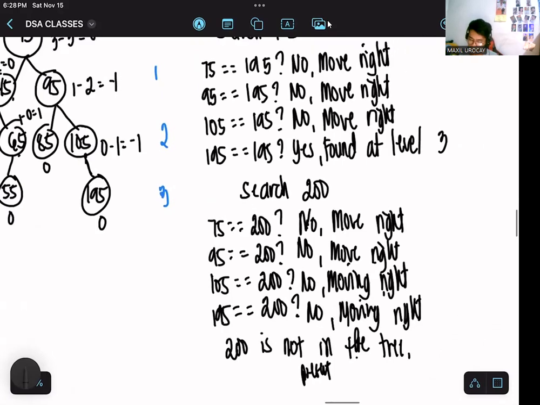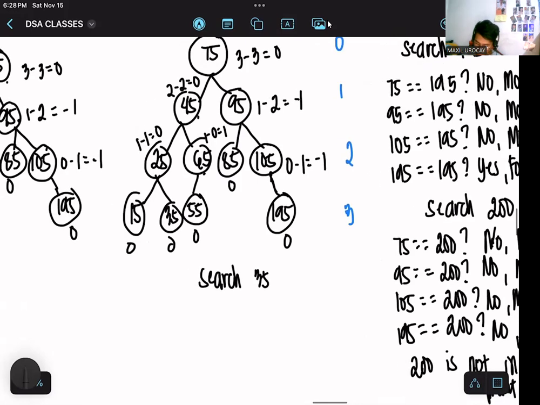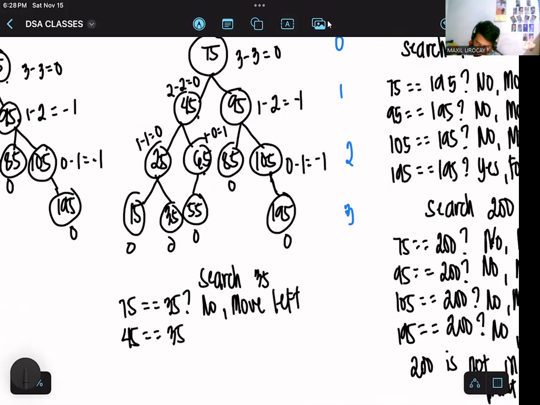The same thing applies if you search another key, for example 35. You just have to work from the top node, the root node. Is 75 equal to 35? No. Since 75 is greater than 35, you just have to move left. Moving left, there is 45. Is it equal to 35? Since 45 is greater than 35, we have to move left.